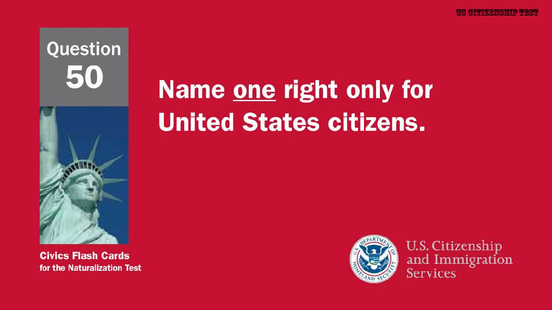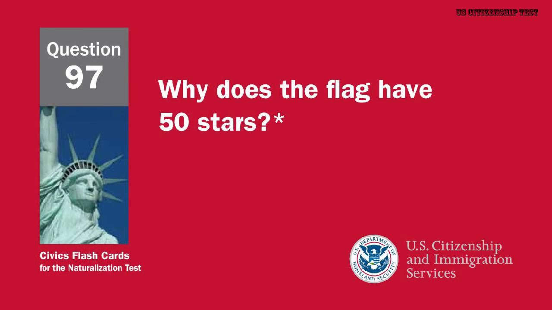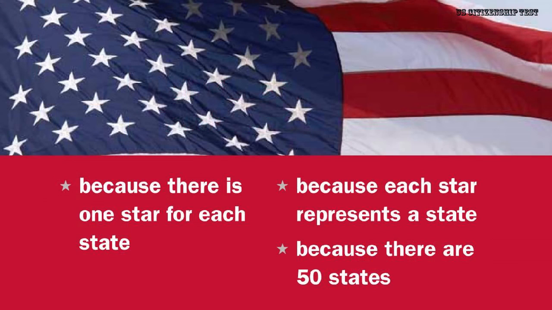Name one right only for United States citizens. Vote in a federal election. Run for federal office. Why does the flag have 50 stars? Because there is one star for each state. Because each star represents a state. Because there are 50 states.